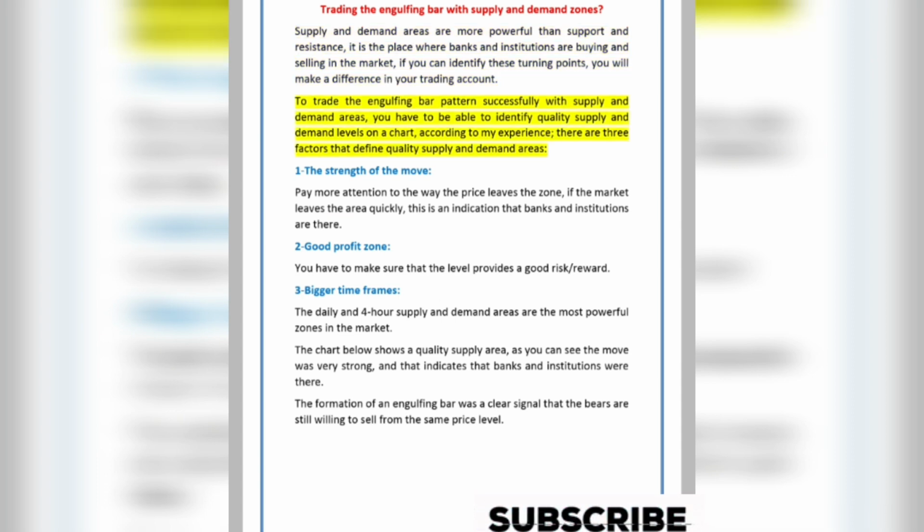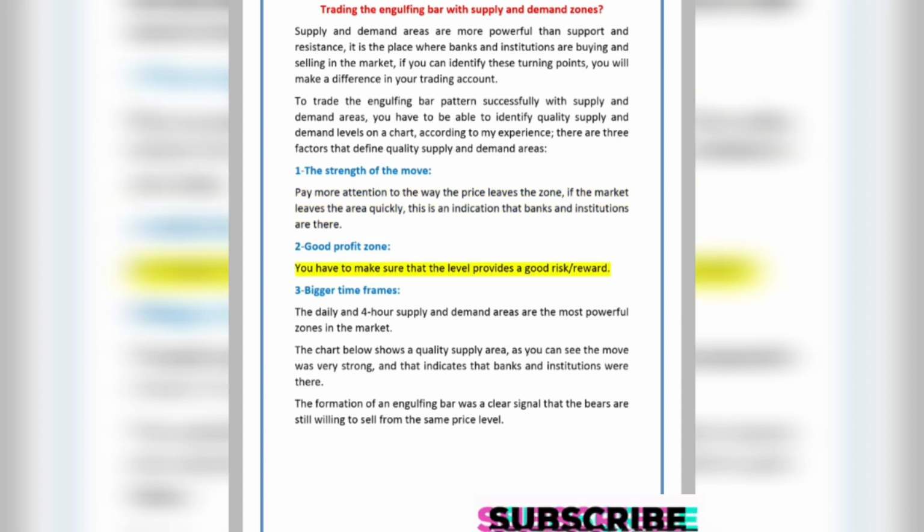To trade the engulfing bar pattern successfully with supply and demand areas, you have to be able to identify quality supply and demand levels on a chart. According to my experience, there are 3 factors that define quality supply and demand areas. 1. The strength of the move. Pay more attention to the way the price leaves the zone. If the market leaves the area quickly, this is an indication that banks and institutions are there.